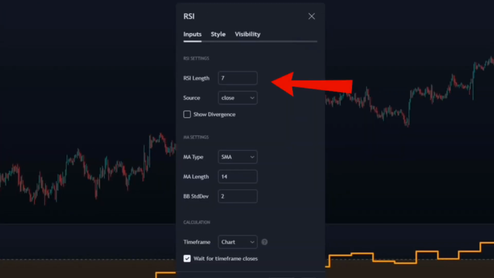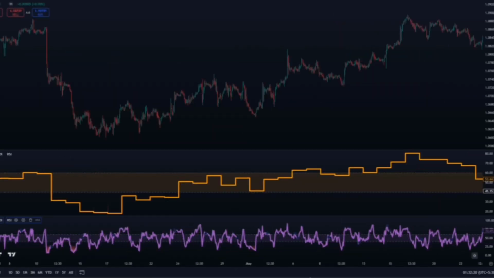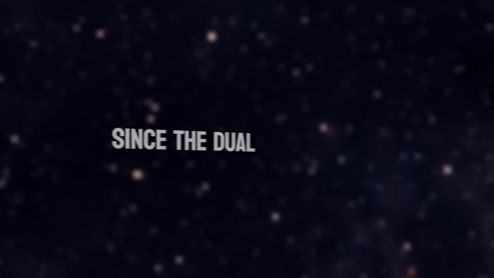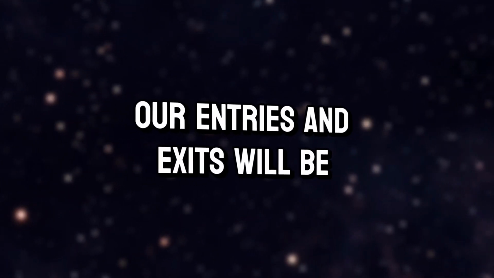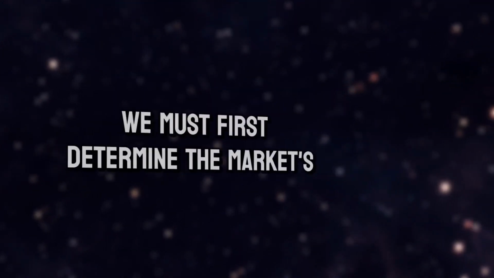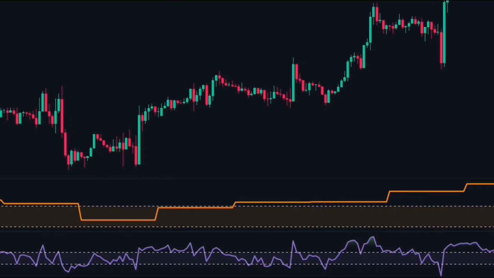We will set the period to 7 and the overbought and oversold levels to 60 and 40, respectively, on the second RSI. Now that the chart is complete, let's talk about the strategy's guidelines. Since the dual RSI technique is a swing trading approach, our entries and exits will be based on the 1-hour chart. When we are prepared to trade, we must first determine the market's trend. We'll use this chart's orange RSI to help us do that.